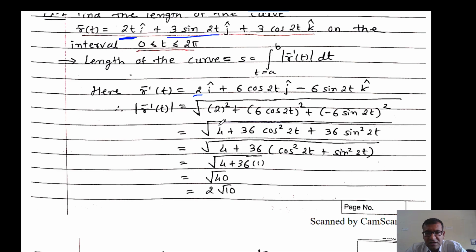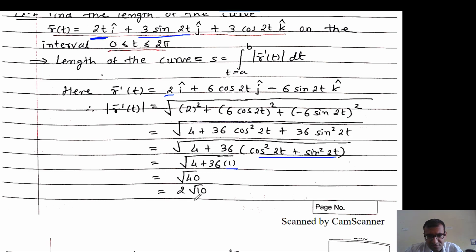Now it is equal to square root of 4 plus 36 cos square 2t plus 36 sin square 2t. If you take 36 common, cos square 2t plus sin square 2t becomes 1. So it is 4 plus 36, that is 40. So square root of 40 is 2 root 10, since 10 fours are 40. Square root of 4 is 2, and square root of 10 stays as square root of 10. Right, so it is 2 root 10.